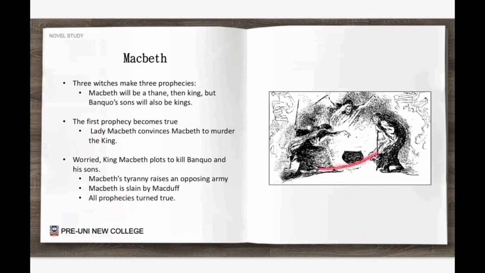Macbeth. Macbeth is told 3 prophecies. He will be named Thane, which is a Scottish nobility, then king. But Banquo's sons will also become kings. When the first prophecy becomes true, Lady Macbeth convinces Macbeth to murder the king. Once king, Macbeth is worried about the third prophecy. So he tries to murder Banquo and his son. However, the son escapes, and Macbeth's tyranny raises an opposing army. Macbeth is eventually slain by Macduff, making all of the witches' prophecies true.